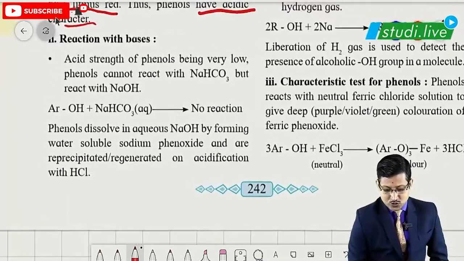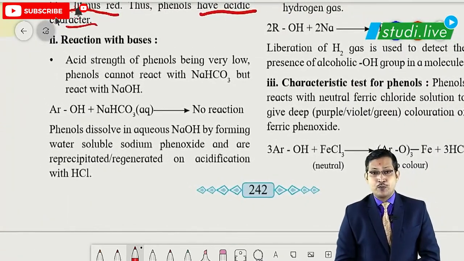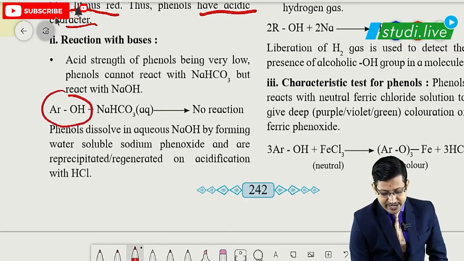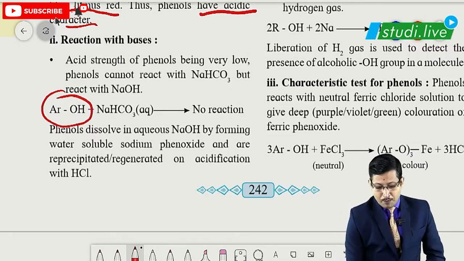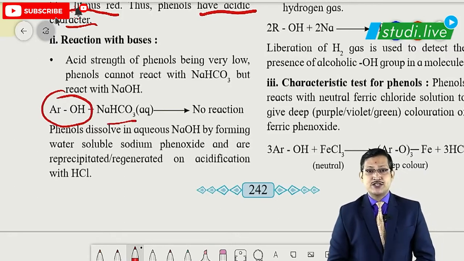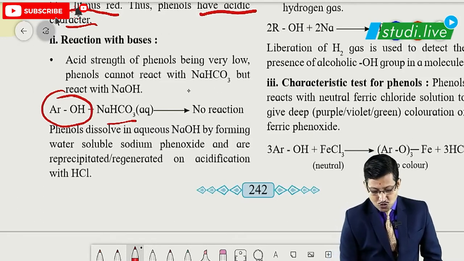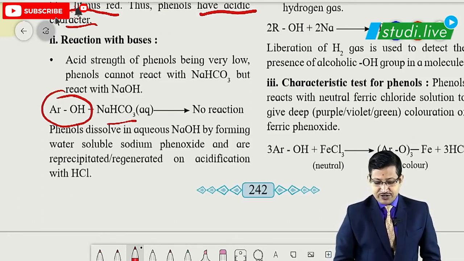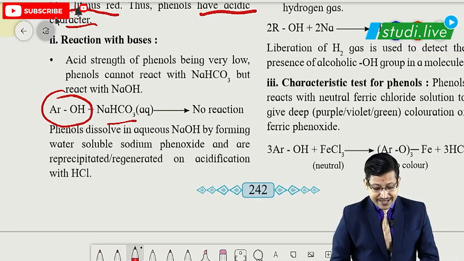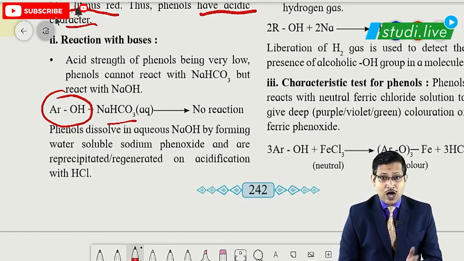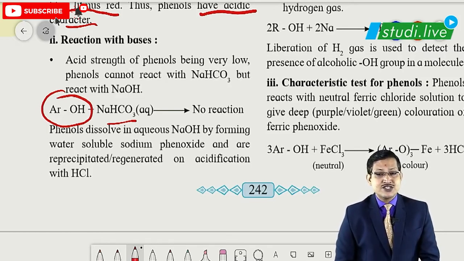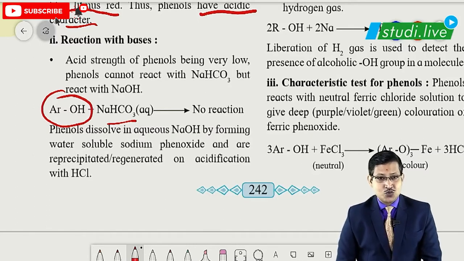Moving on, the next one is the reaction with bases. Now when phenol, ArOH, which is nothing but a benzene ring with OH, reacts with NaHCO3, that is sodium bicarbonate, there is no reaction. So the acid strength of phenol is very low, and that is why it does not react with NaHCO3. Although it is acidic, that acidic strength is very low. And how can you justify? Because it does not react with NaHCO3.